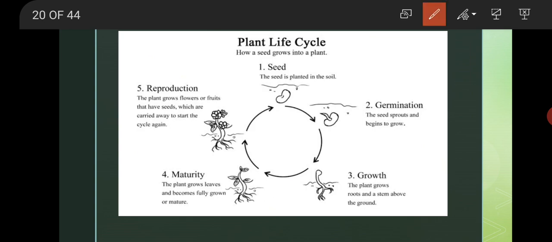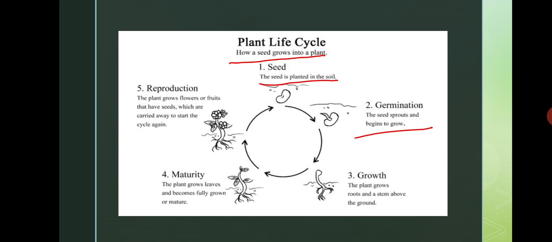Look how a seed grows into a plant. First, the seed is planted in the soil. Second, germination occurs. Third, growth, that is the plant grows roots and a stem above the ground. Then maturity, that is the plant grows leaves and becomes fully grown or mature. Then reproduction, that is the plant gives fruits and those fruits give seeds, and these seeds are carried away, that is, the seed is dispersed, and the process is called seed dispersal or dispersal of seeds. So this is the life cycle of a plant.